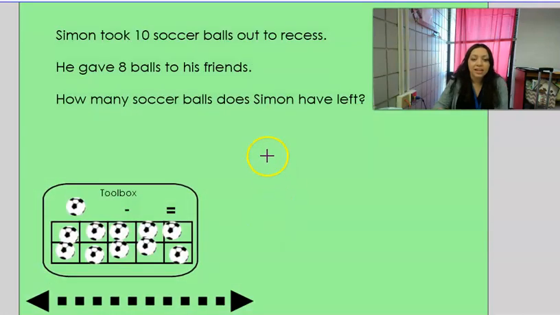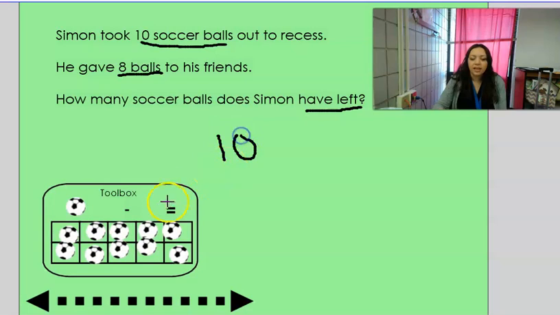All right, so we're going to try this problem now. It says, Simon took 10 soccer balls out to recess. So I'm going to underline the important facts. He gave 8 balls to his friend. How many balls does Simon have left? When we hear those words have left, we're almost always subtracting. So we started out with 10, okay? And then we're going to have to take away 8.